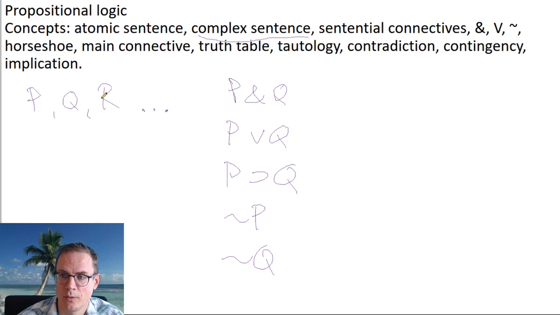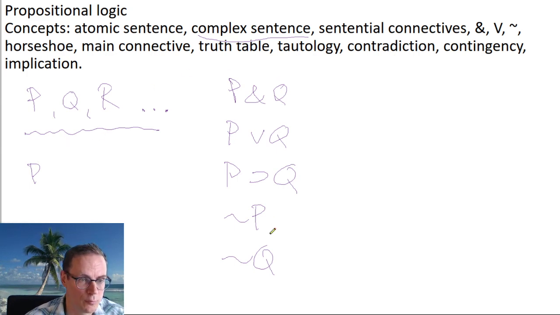Now, whenever people build a logic, they talk about when is a sentence well formed. Well, these atomic letters, they are well formed. I can just write P and I'm not in violation of the rules of the grammar.